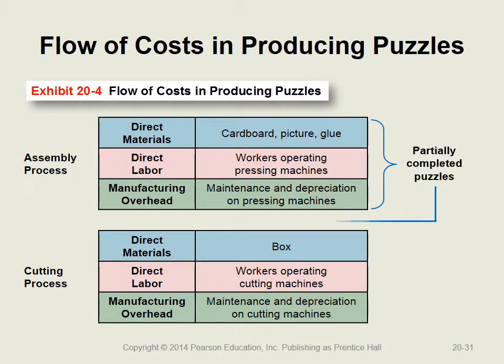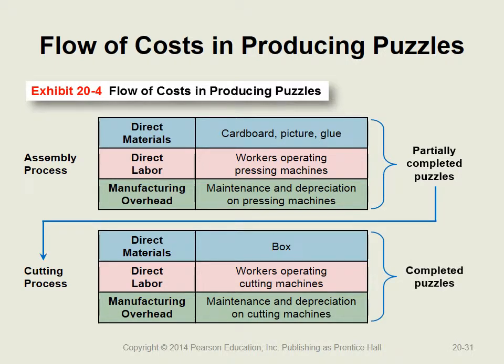For a comprehensive example of a process costing system, let's look at Puzzle Me, a fictitious company that manufactures jigsaw puzzles. Exhibit 20-4 illustrates the two major production processes. The first process is the assembly department, which applies glue to the cardboard and then presses a picture onto the cardboard. The cutting department cuts the board into puzzle pieces and packages the puzzles in a box. The box is then moved to finished goods storage. The production process uses materials, machines, and labor in both departments, and there are two work in process inventory accounts, one for the assembly department and one for the cutting department.